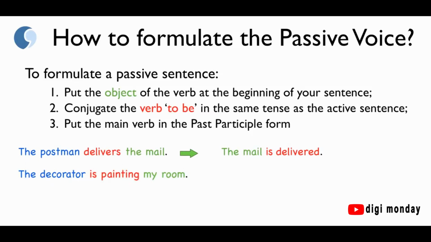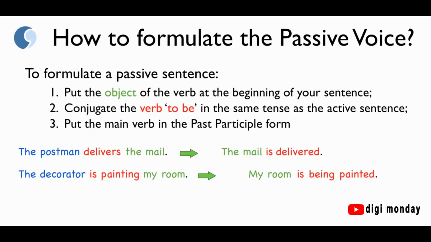Let's take a look at another example. The decorator is painting my room. Get rid of the subject. Put the object at the beginning. The tense is present continuous, so conjugate the verb to be in the present continuous tense, is being, and change to painted. My room is being painted.